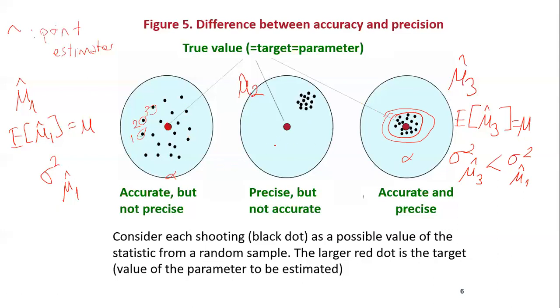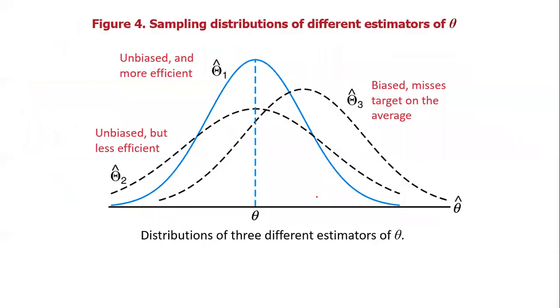If you look at the second one, mu 2 hat, its expected value is not equal to mu itself. Why? Because if you look at the center of these dots, the center is somewhere here, which is far away from the red dot. So this one is accurate, which means its expected value is equal to mu, but it's not precise. Well, this one is accurate and precise, and this one is precise, which means its variance is small, but it's not accurate. It's not shooting the right target. Okay. Well, this is very similar to the previous one.